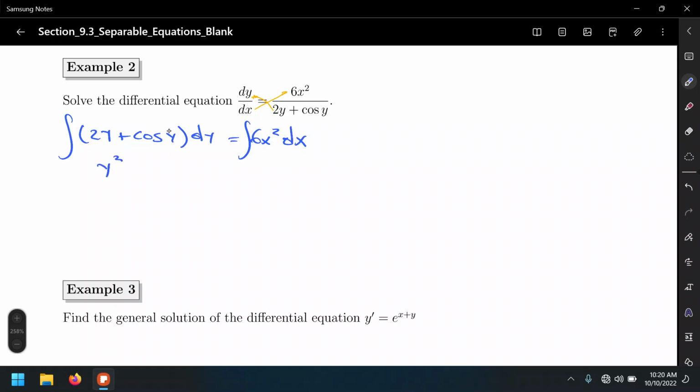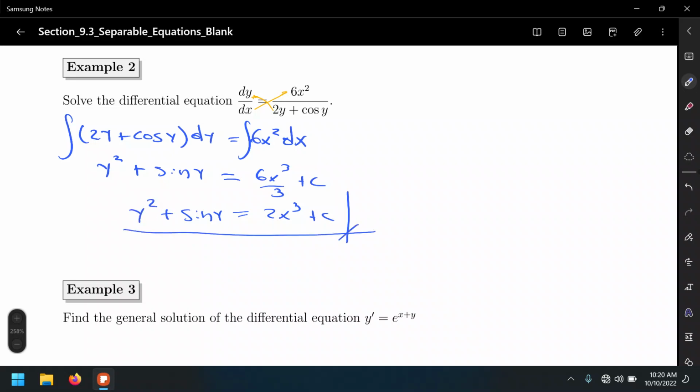We can integrate with respect to y. That's going to be y squared, and the integral of cosine, which is sine y. Again, we don't add a plus c on the left hand side, we only add one on the right hand side. So the integral of 6x squared is going to be 6x cubed over 3 plus c. In this case, we can reduce 6 over 3 to leave us with 2x cubed plus c, and everything else on the left hand side the way it is.